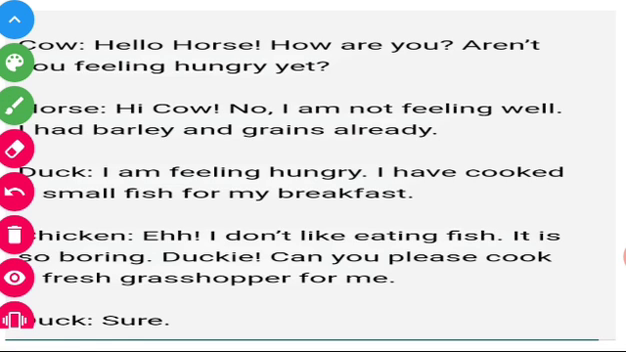So you should write like this in your homework note. These questions and answers and this dialogue you should write in your homework note. Don't forget about that.